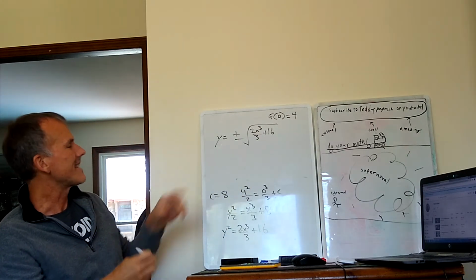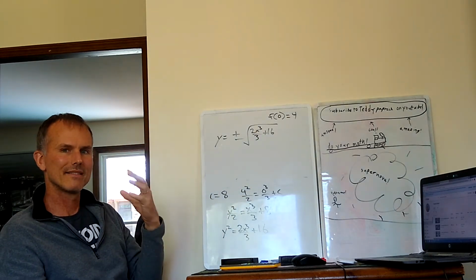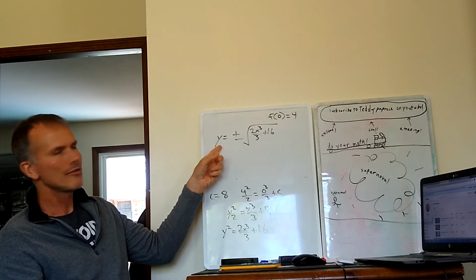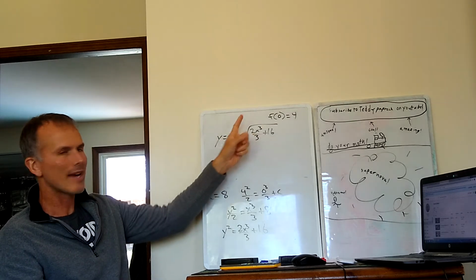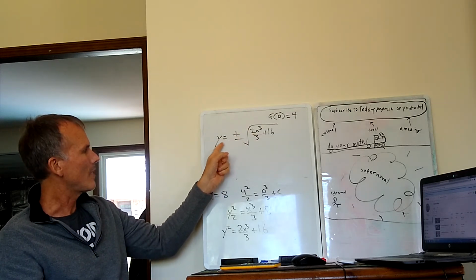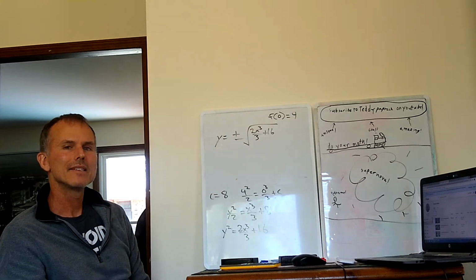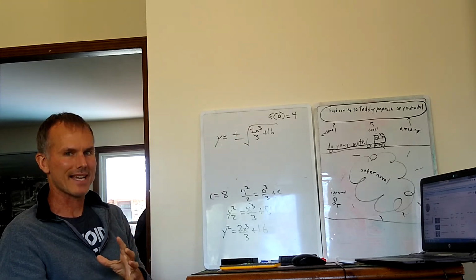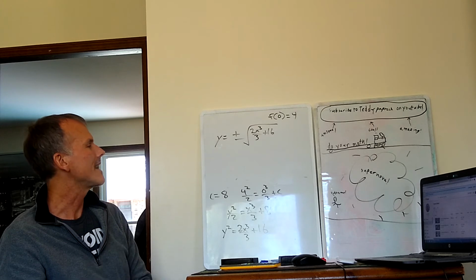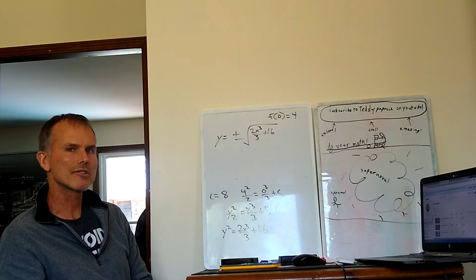Now, this is not one function. This is 2 functions. This is y equals the positive radical of that, and it's also y equals the negative radical of that. So I don't have my solution curve yet. I don't have my particular solution yet. I'm going to have to make use of the initial conditions one more time.